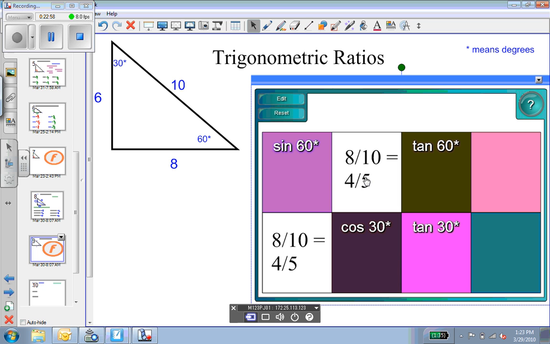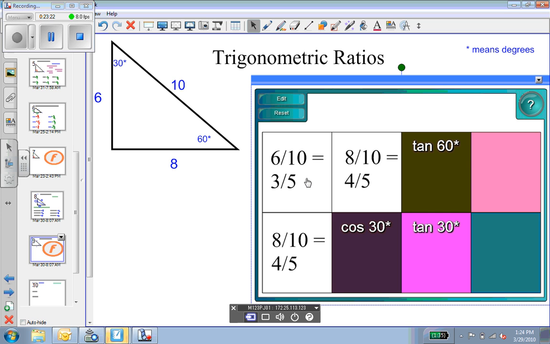Sine of 60 degrees. That would be 8 over... Is that right? No. Oh, wait, not 8. 3 over 5. Good job, good catch. 3 over 5 because the side opposite 60 is 6, the hypotenuse is 10, and we simplify it.